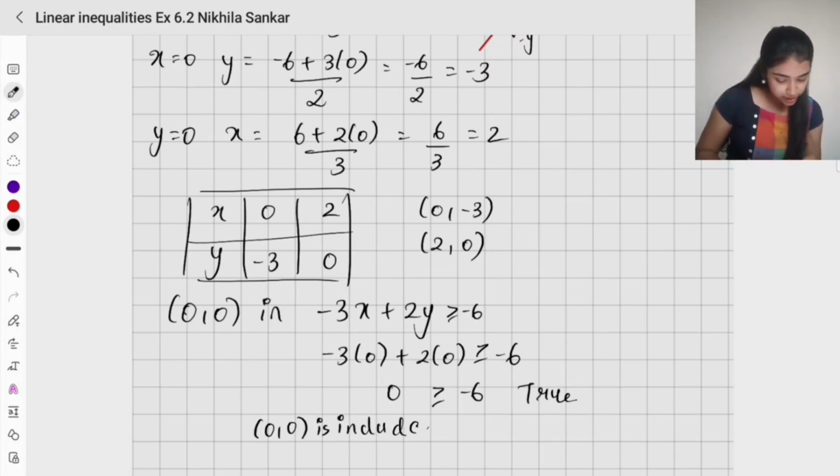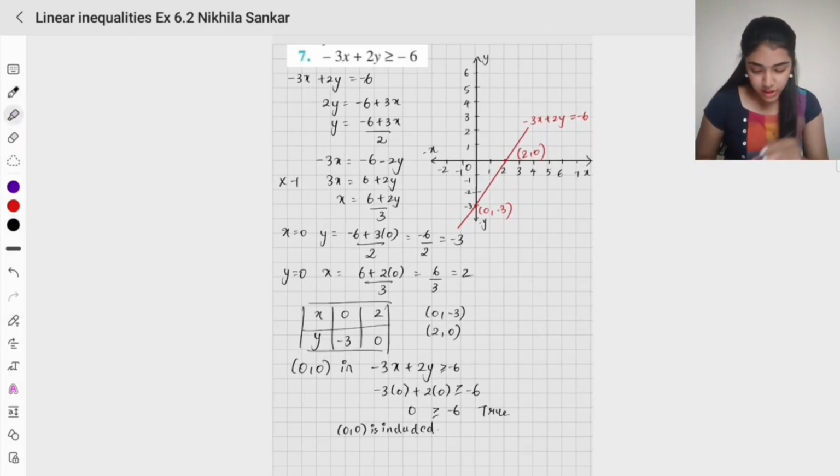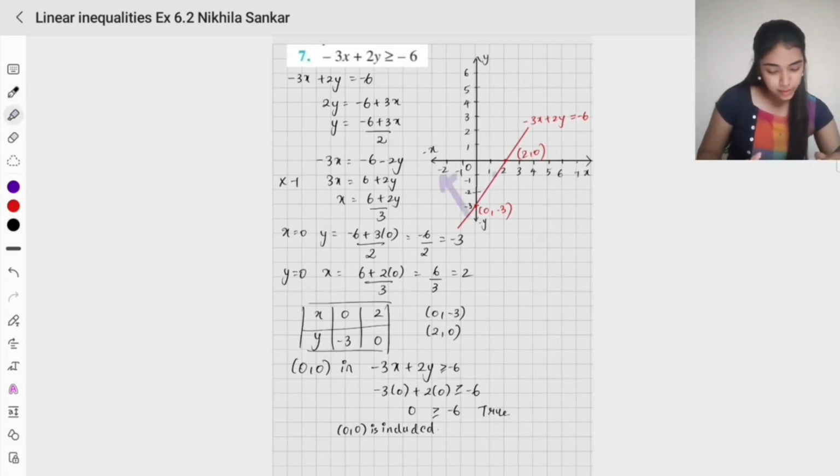Sign la romba careful irunga. Minus 6 la verum 6 nu edhirningana false nu edhirpinga. So 0, 0 is included. So what is my region going to be? It is going to be the upper half plane. Okay. Please copy.